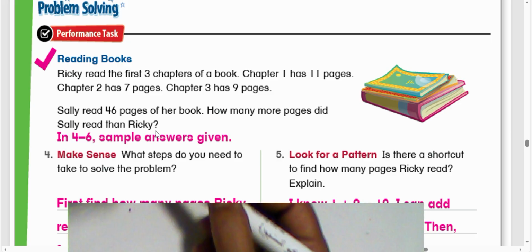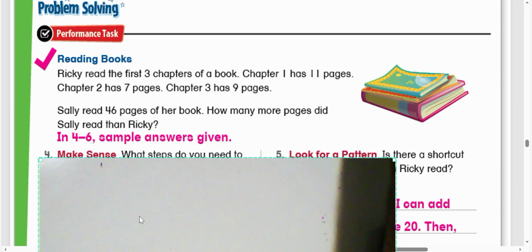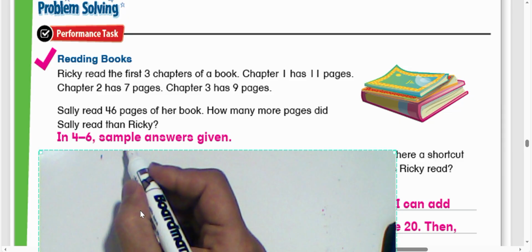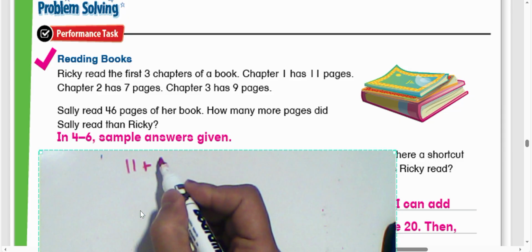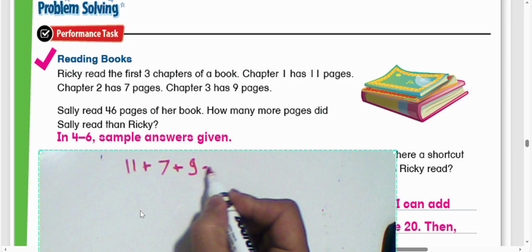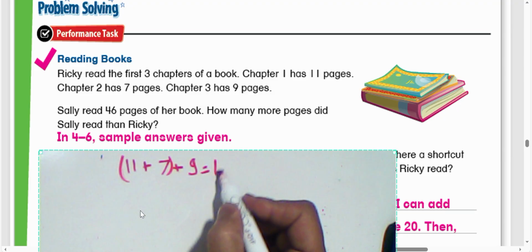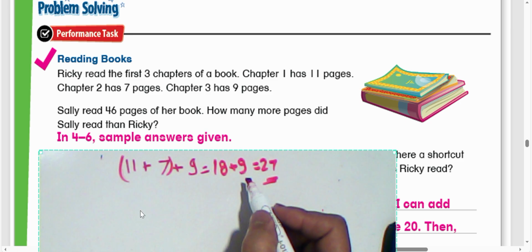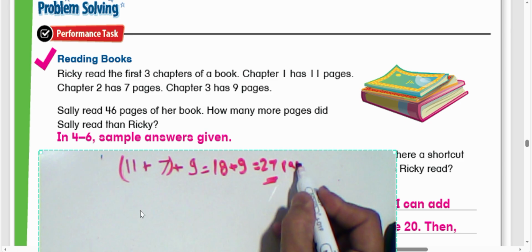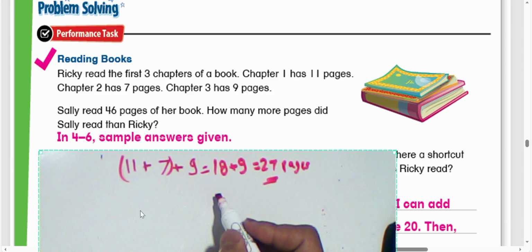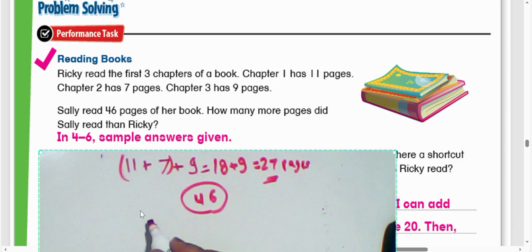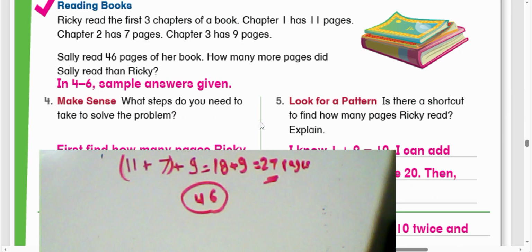Okay, first we can read to find the answer. You want to find how many pages Sally read. 3 chapters. First, chapter 1 has 11. Chapter 2, 7 pages. Chapter 3, 9 pages. We can calculate 11 plus 7 equals 18, plus 9 equals 27. Then Sally read 27 pages. And the other one, 46. We can find the difference between 46 and 27 right here. 46 minus 27. Find the difference using any strategy.